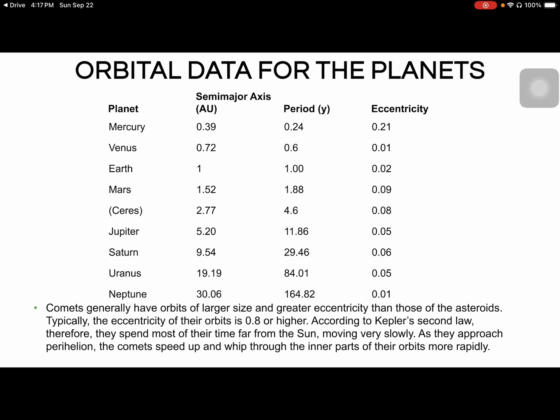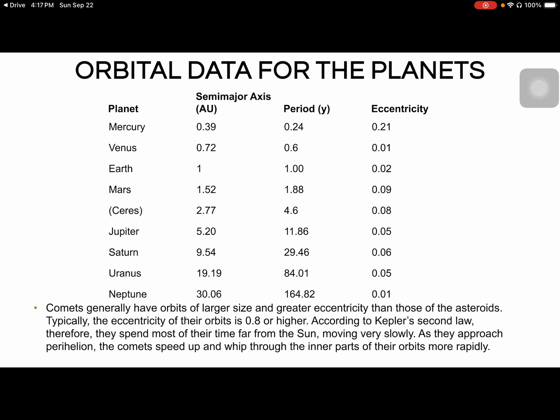So comets generally have orbits of larger size and greater eccentricity than those of asteroids. Typically, the eccentricity of the orbits is 0.8 or higher. According to Kepler's second law, therefore, they must spend most of their time far from the sun, moving very slowly. As they approach perihelion, the comets speed up and whip through the inner parts of their orbits more rapidly.